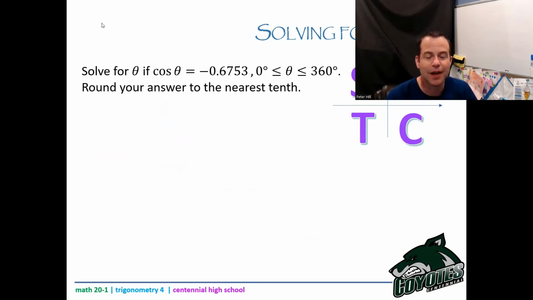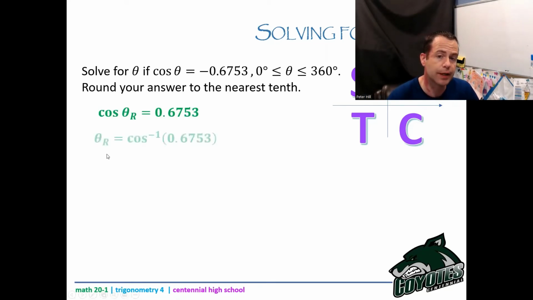Okay, solve for theta. If cos of theta is negative 0.6753. Now, for sure, there's no special triangle here. You're going to have to arc cos it and get the reference angle. Again, though, you're going to arc cos the positive version so that we can get the reference angle. So we're going to say cos's reference angle is 0.6753. Notice I have dropped the negative because I'm dealing with the reference angle only. Okay, so then I'm going to arc cos that, and I get a reference angle of 47.5 degrees.